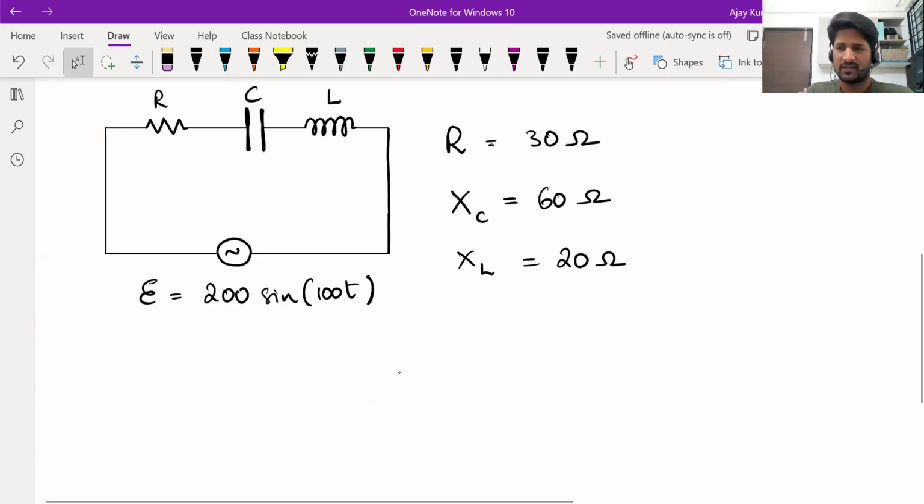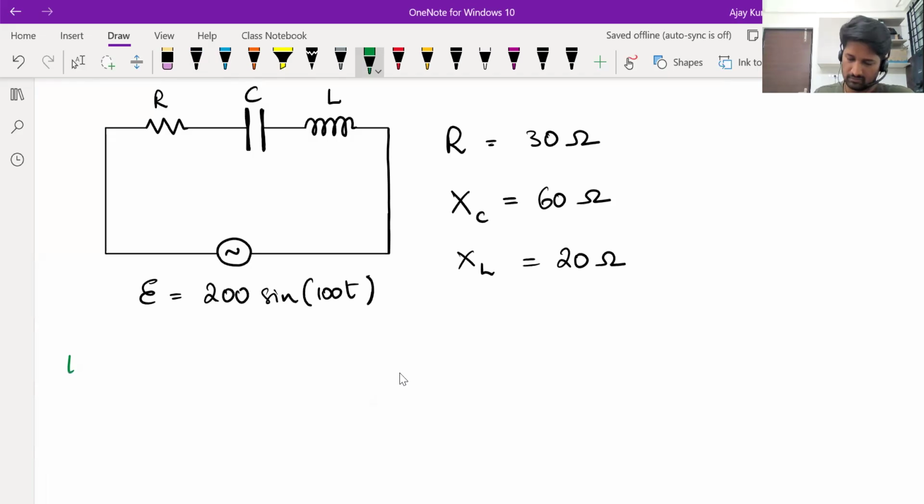Tell me, how will the current function be? I mean, the general equation of the AC current. I naught sine omega t represents an alternating current. But based on the EMF equation, how can you write the current equation? The EMF equation you have here is of the form E naught sine omega t. E naught is 200, and in place of omega, you have 100 into t.